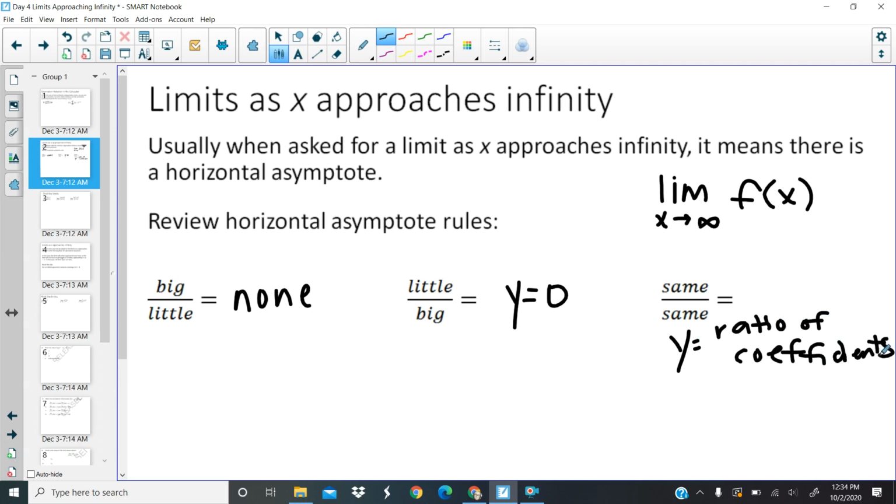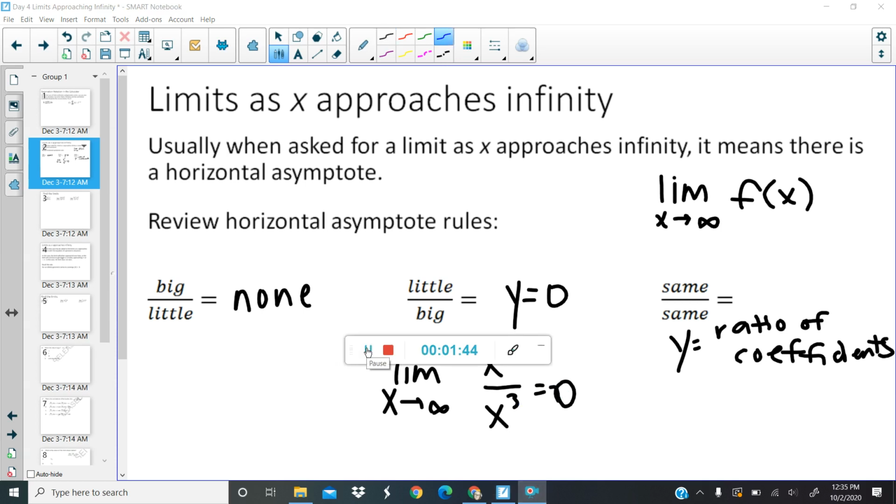And so just as an example, if I was saying the limit as x approaches infinity of something like x squared over x cubed, then that's little over big because we have the squared on top and the cubed on bottom. So our exponent in the numerator is smaller than the exponent in the denominator, and the limit is just going to be where that horizontal asymptote is, at y equals 0.